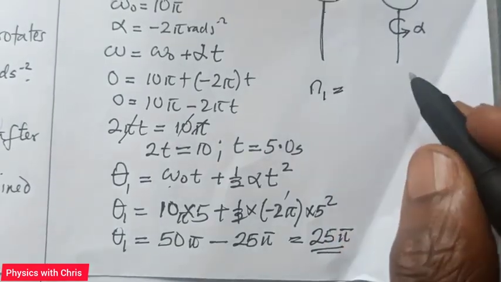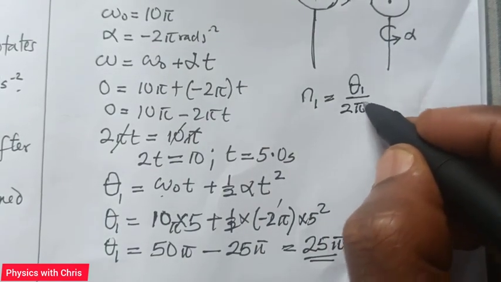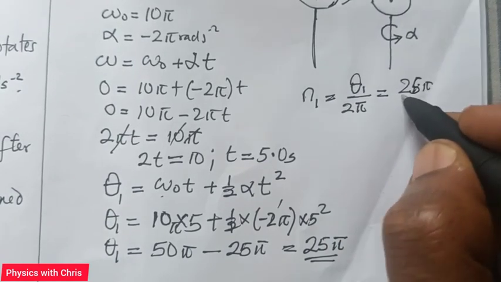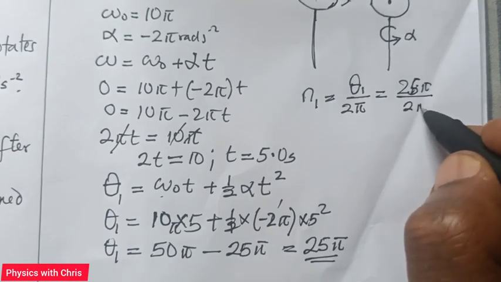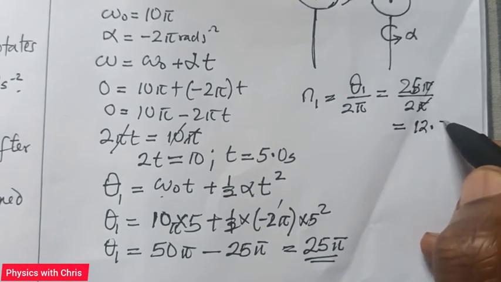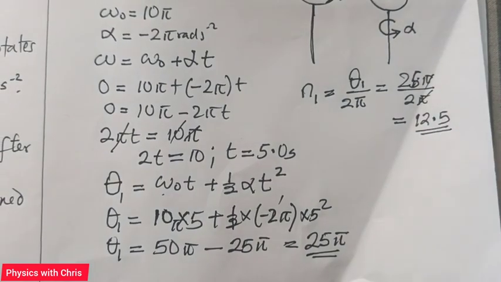Let's call that N1. N1 is given by theta 1 divided by 2 pi. That gives me 25 pi divided by 2 pi. Pi cancels pi, so the number of revolutions completed is 12.5. Of course, you know that has no units. Now, that's not all. This is just in 5 seconds.